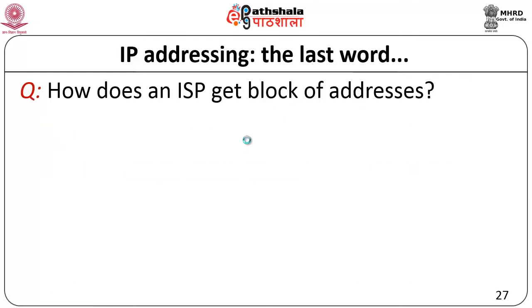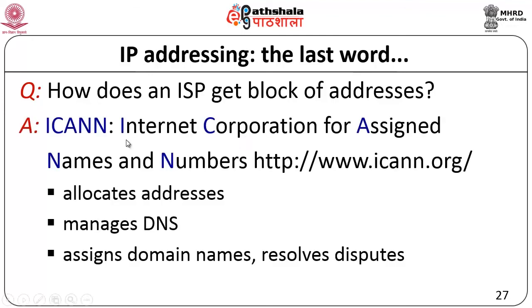Now we've been talking a lot about addressing, so one last word about how an ISP gets its block of addresses. We said that an ISP will have a block, and from that block, for my subnet, I can get some addresses assigned. But how does the ISP itself get its block of addresses? That is done through the international organization ICANN, the Internet Corporation for Assigned Names and Numbers. You have this website, www.icann.org. This organization is responsible for allocating addresses, managing DNS, assigning domain names, resolving disputes, and so on.